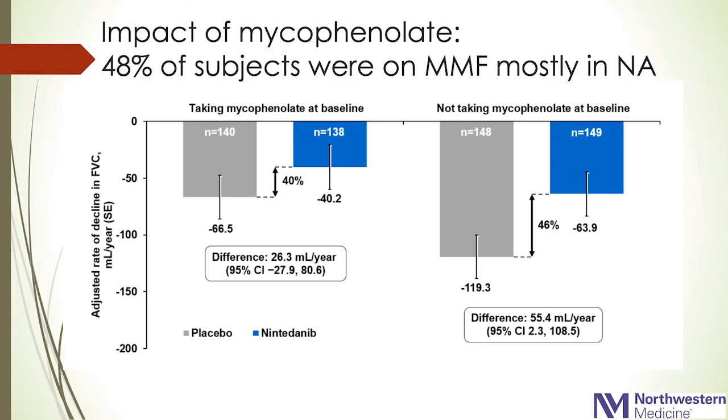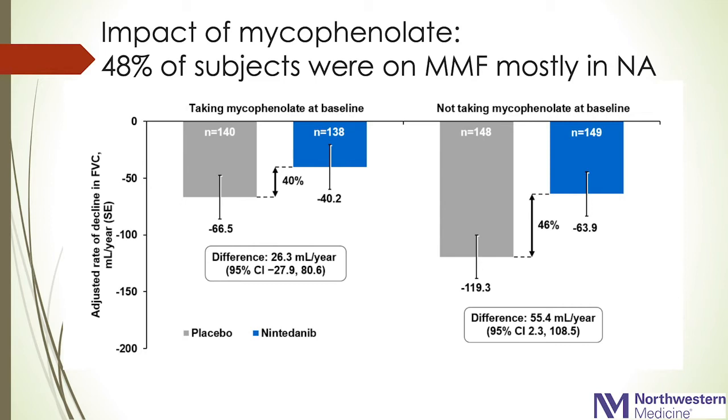Okay. So now in this graph, what they did is they looked at patients on baseline mycophenolate to see if the two drugs worked better together than not, if we had less of an effect, or what the effect of the combination of the two drugs were. So as I said, about 48% of the patients were on mycophenolate. Most of those were in the US and Canada. And you'll see that the difference in loss of function was less in patients who were taking mycophenolate at baseline, and then more in those who weren't.